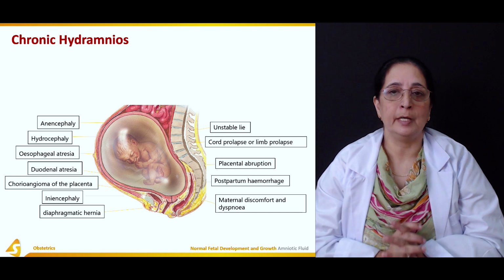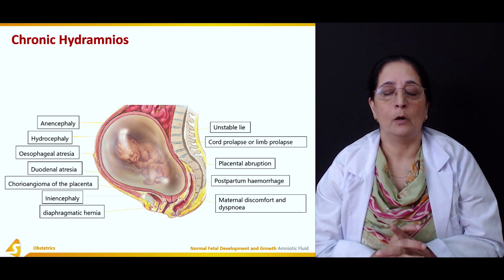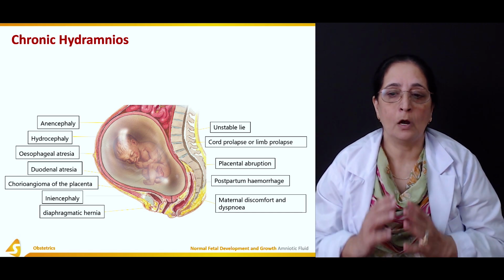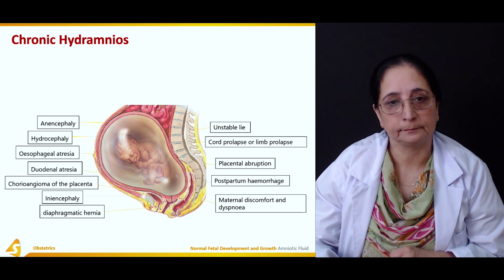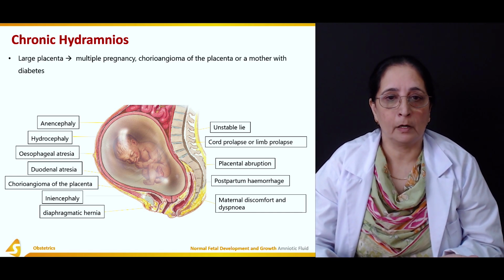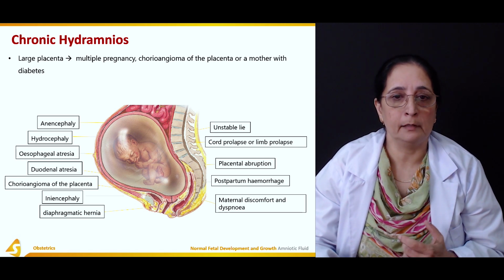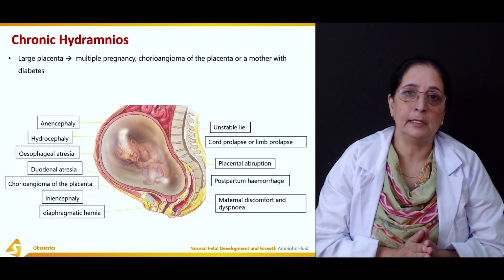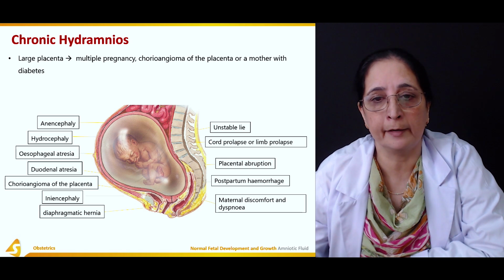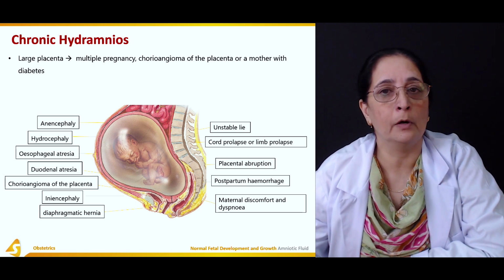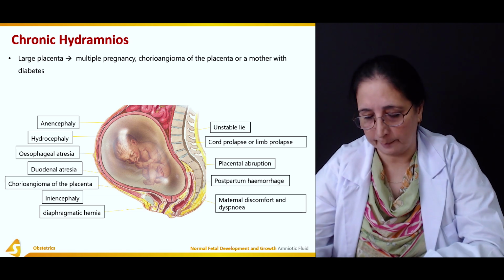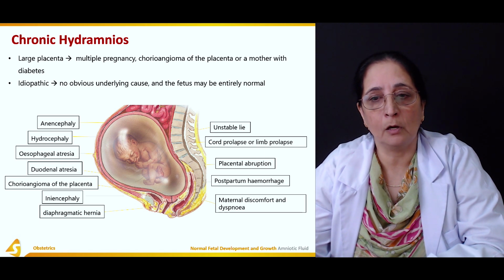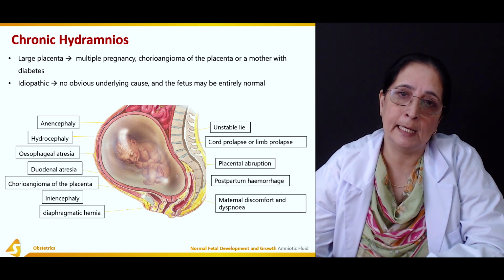So in a condition where there is chronic hydramnios, or amniotic fluid is increased for a long time, a lot of complications can occur. Chronic hydramnios is usually with a large placenta, and the conditions commonly associated with a large placenta are multiple pregnancy, chorioangioma of the placenta, or a mother with diabetes. It can be idiopathic, when there is no obvious underlying cause and the fetus may be entirely normal.